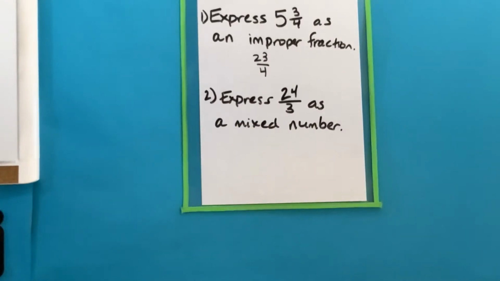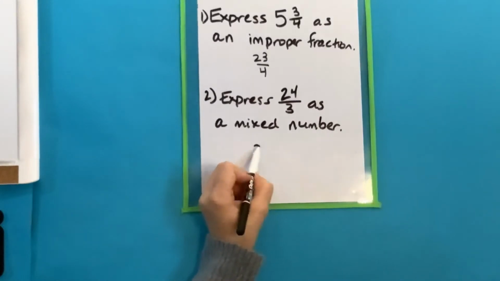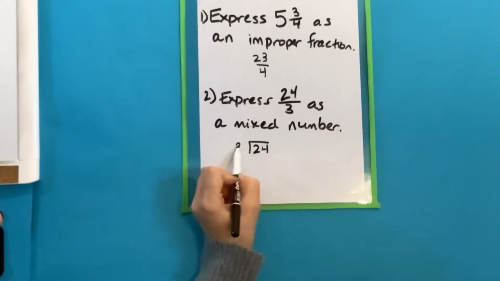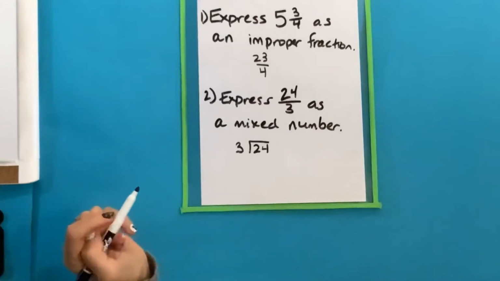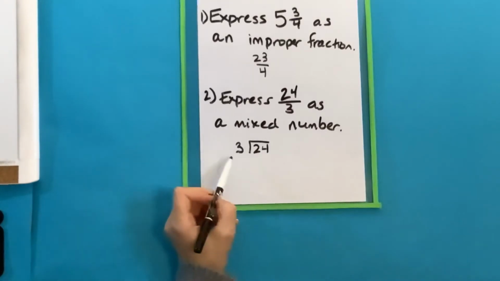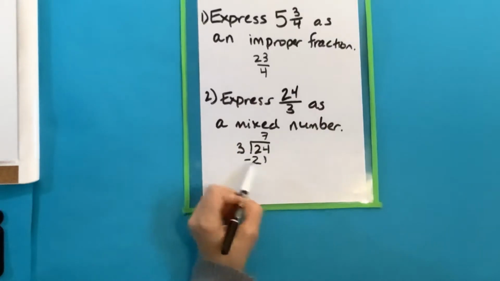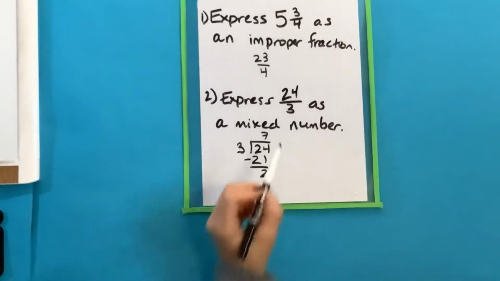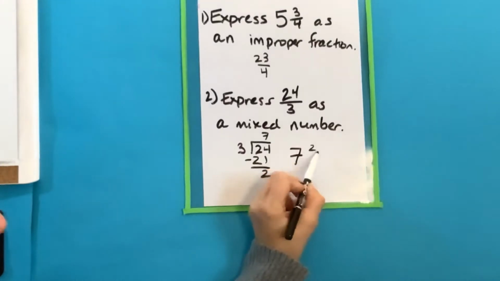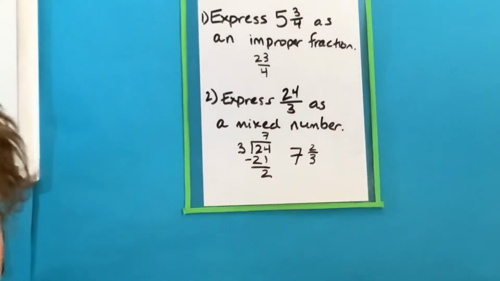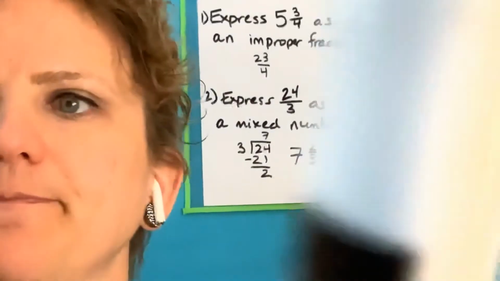24/3. Remember, we're going to rewrite this as a division problem and then do that division. If you did this in your head, that's fine, as long as you're getting the right answer. So 3 goes into 24 7 times with a remainder of 2. So our mixed number is 7 2/3. And we check, of course, if we can simplify. We cannot. So that is our answer.